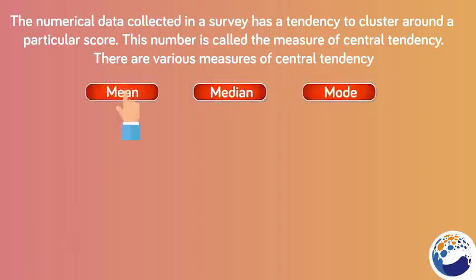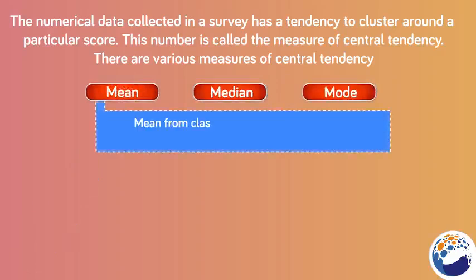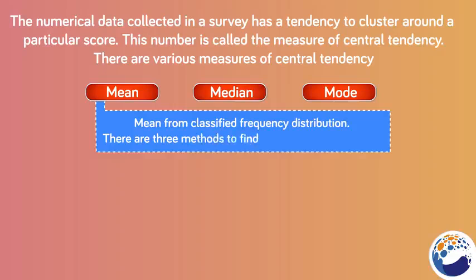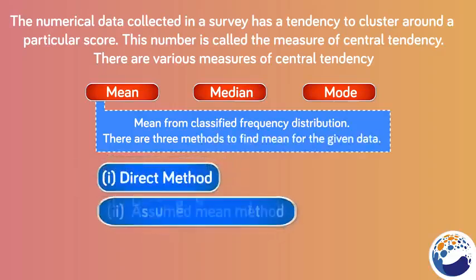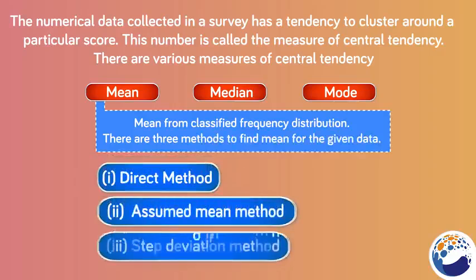Mean. Mean from classified frequency distribution. There are three methods to find mean for the given data. 1. Direct method. 2. Assumed mean method. 3. Step deviation method.